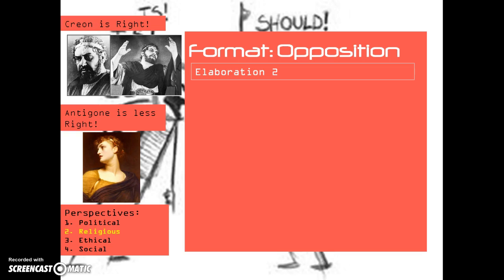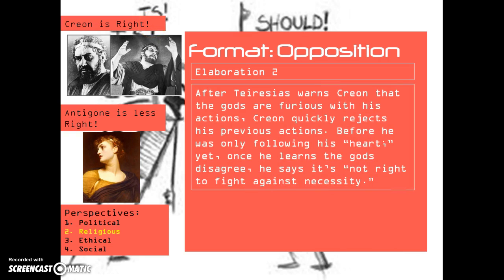So for my final piece of elaboration, I'm going to explain how that evidence proves my point that Antigone is less right than Creon. So I say, after Tiresias warns Creon that the gods are furious with his actions, Creon quickly rejects his previous actions. Before he was only following his heart, yet once he learns the gods disagree, he says it's not right to fight against necessity. So I explain how Creon was actually trying just to do the right thing. And I'm saying because he was trying to do the right thing, he therefore wasn't in the wrong. So I explain how Creon's mind is changed and why he changes his mind.